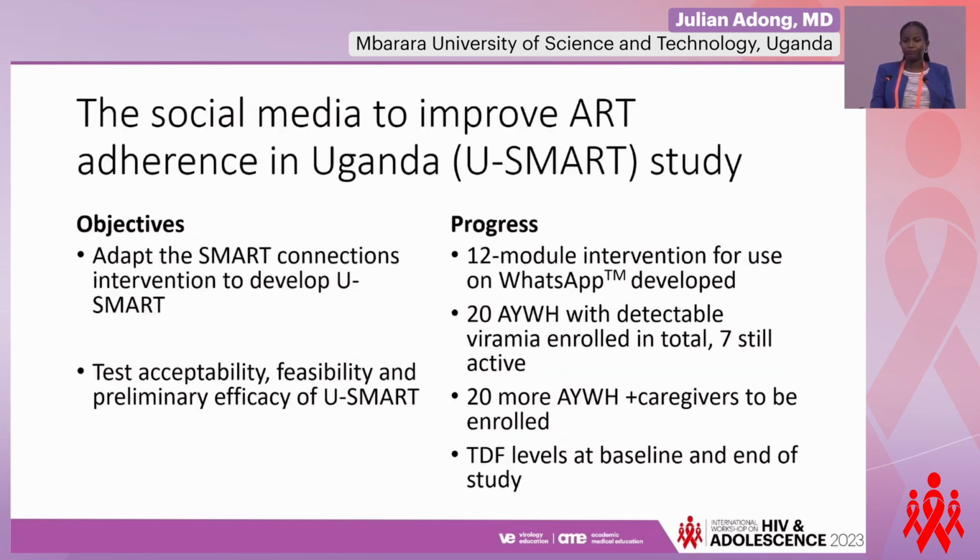Then I look at another one called USmart, which was an adaptation of the smart connections intervention that I had described earlier on that was conducted in Nigeria. In USmart, we tried to adapt the smart connections intervention and test its acceptability. We developed a 12-module intervention that we used on WhatsApp. We've so far enrolled 20 adolescents and young adults with detectable viremia, and we are following them up to see if their adherence will improve.